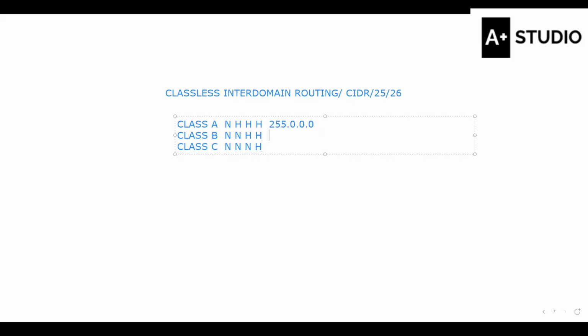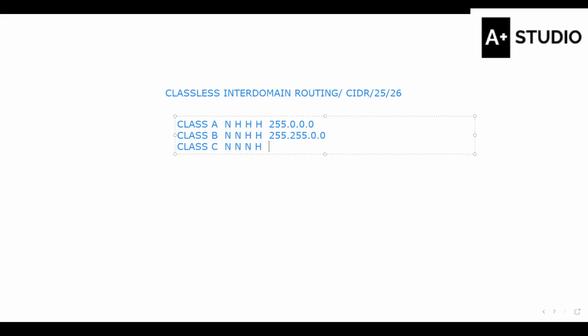When Class B wants to broadcast, the broadcast ID or the subnet mask for Class B is this: the network, 255 dot 255 dot 0 dot 0. So the network part is for the broadcast. But in subnet mask, meaning we are masking it, we are putting a shade on it, so that we won't waste it. So let's see what happens.